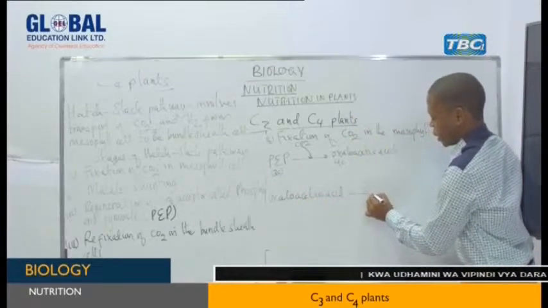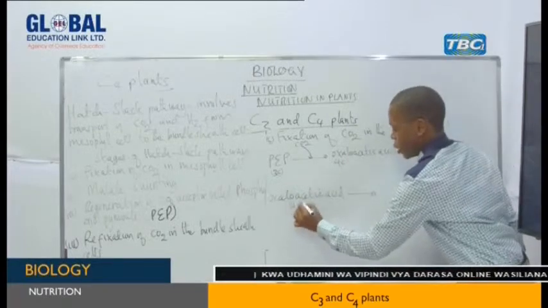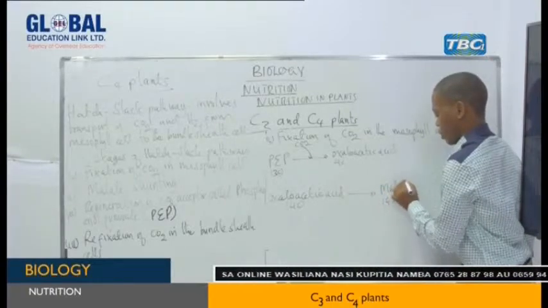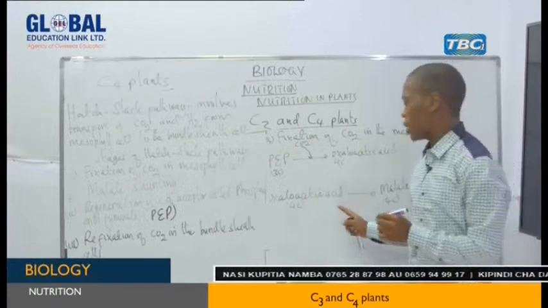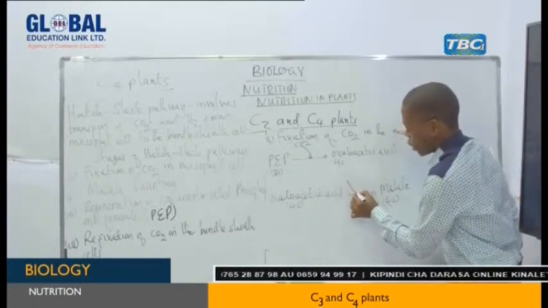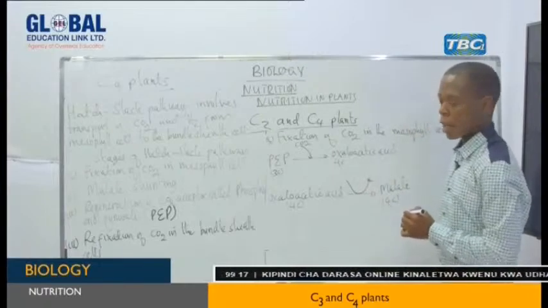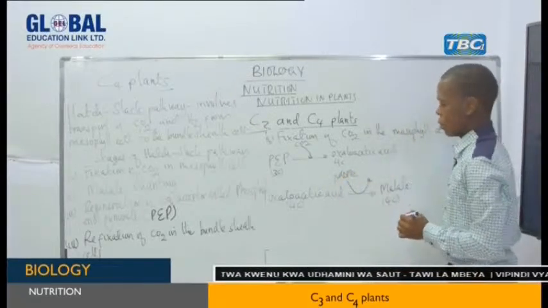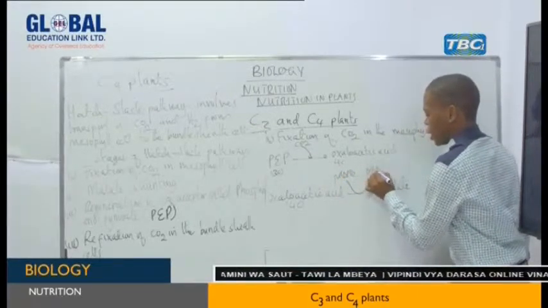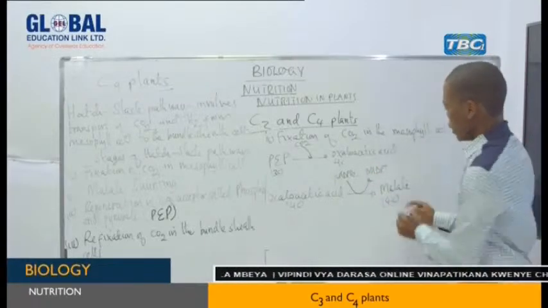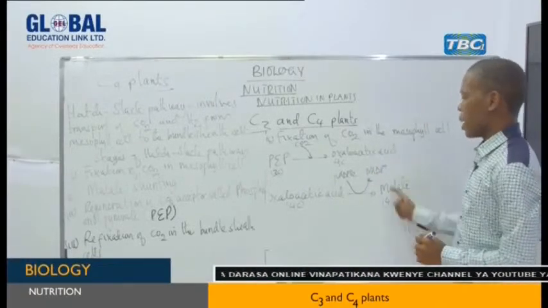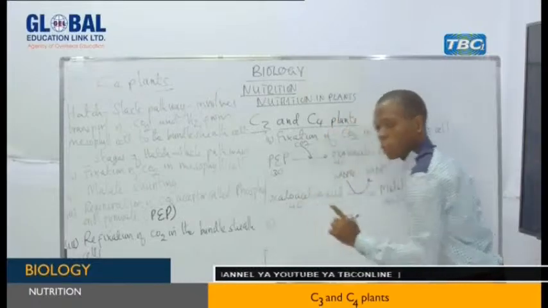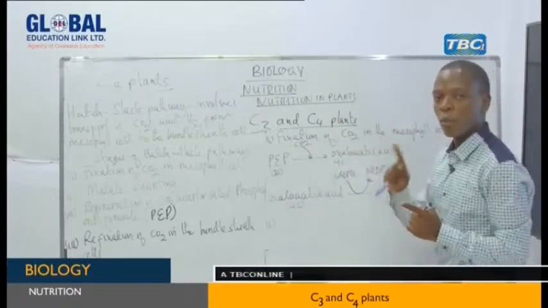Oxaloacetic acid is converted into another 4-carbon compound known as malate. But during conversion of oxaloacetic acid into malate, there is a use of reducing power, one of the products of the light reaction, which is NADPH2. It forms the oxidized NADP. After formation of this 4-carbon compound, malate, this malate is shunted, or transported, from where? From mesophyll cells to bundle sheath cells.